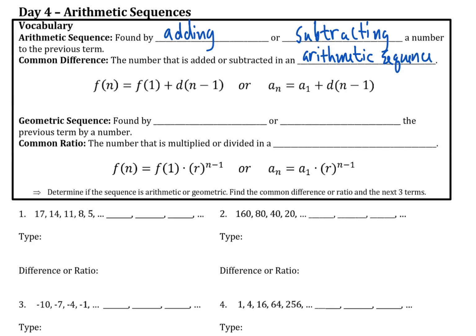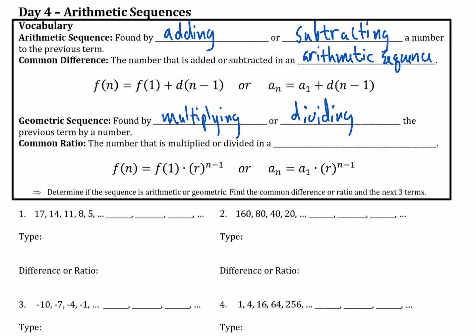A geometric sequence is found by multiplying or dividing the previous term by a number. Now, unlike the last one, we're multiplying and dividing here, not adding and subtracting. That's what makes it a geometric sequence. And instead of finding a common difference, we need to find what's called a common ratio.